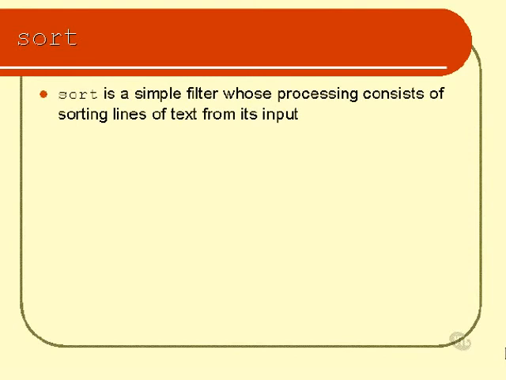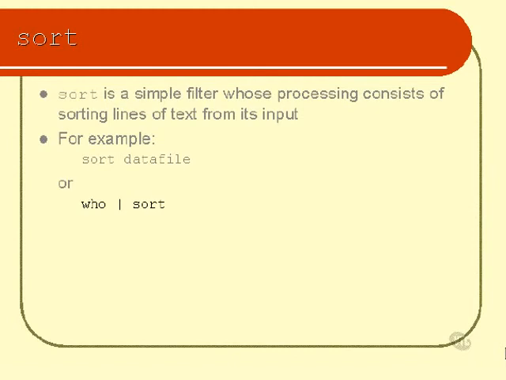Now, as you can probably imagine, the sort filter is simply used to sort the lines of text from its input. Of course, remember that that input can come from a file, or it can also come from another program or even from the keyboard. You wouldn't sort your lines of input from a keyboard very often, but we frequently find ourselves sorting the output of another program. The way you use it is like this. You simply type in the name of the file that you wish to sort, or you can just get the results from another program.